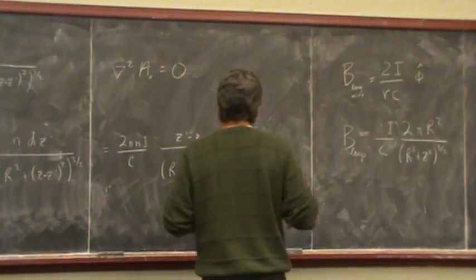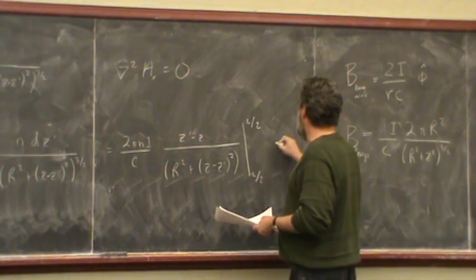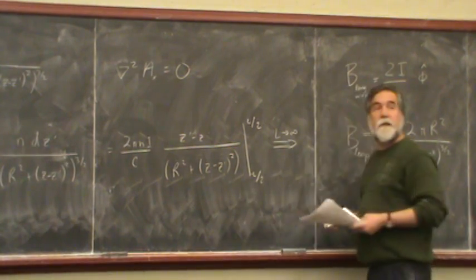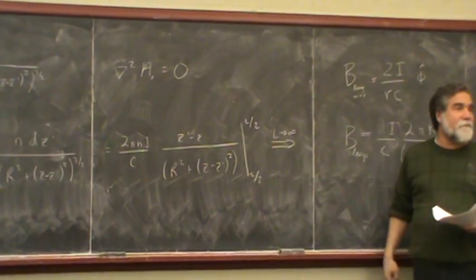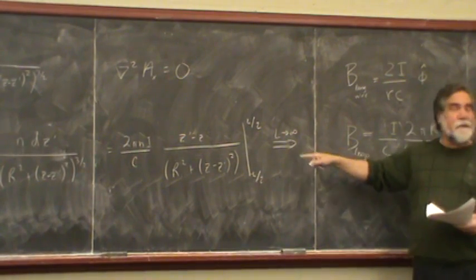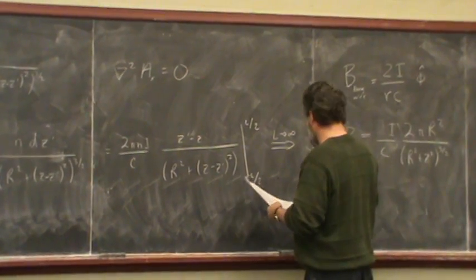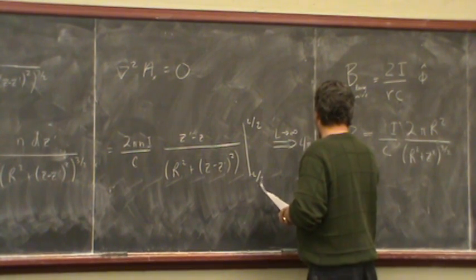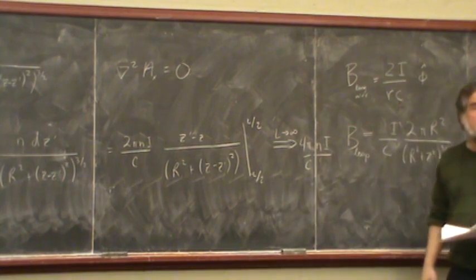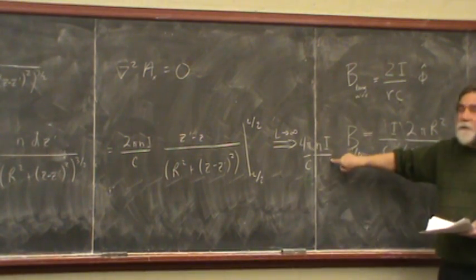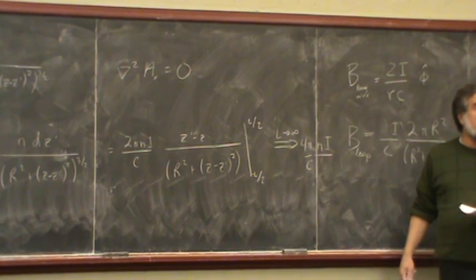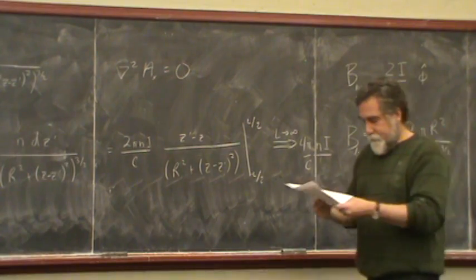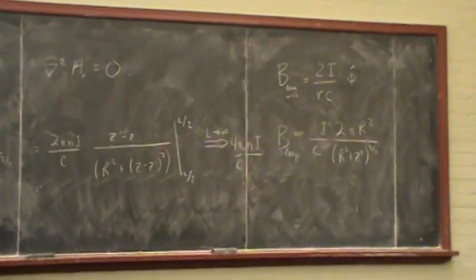For an infinite solenoid, so if we let L go to infinity, I have forgotten what the notation is. I'm going to write it like that. For L going to infinity, this becomes 4 pi n I over c, the speed of light. Now, that's the magnetic field that we calculate from Biot-Savart on the axis of the solenoid for an infinite solenoid.